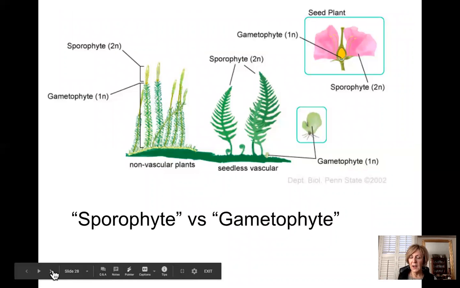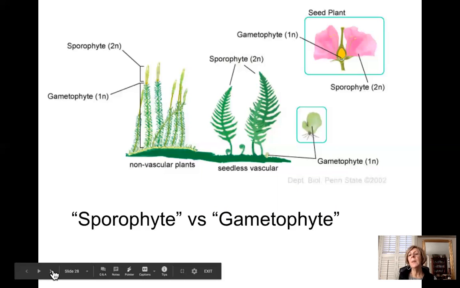The sporophyte versus the gametophyte, what's really interesting that we'll talk about when we talk about evolution, is that as plants have become more evolved, the gametophyte has gotten smaller and smaller and smaller, and the sporophyte has gotten larger.